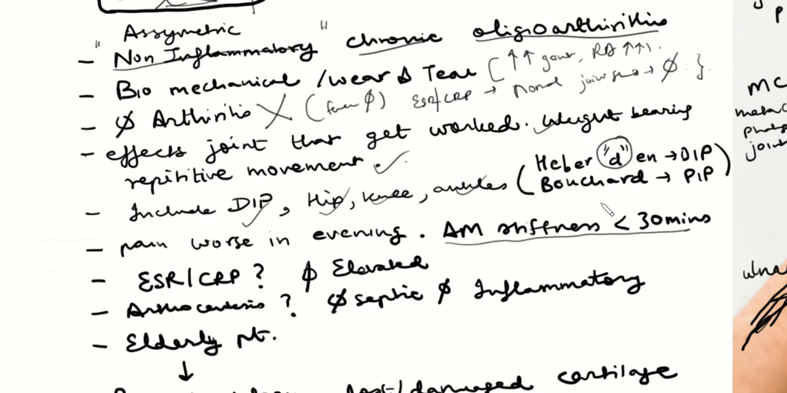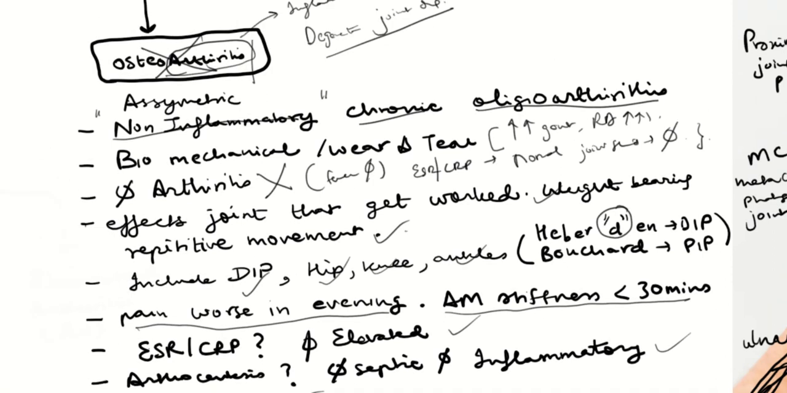Okay, that's how we separate the inflammatory, and the issue more is in the evenings the pain is worse. As I said, ESR-CRP is not elevated. Arthrocentesis is going to be normal. It's going to be an elderly patient whose joints have seen some mileage. Okay, the more the mileage, the more the wear and tear, the higher the incidence of degenerative joint disease.